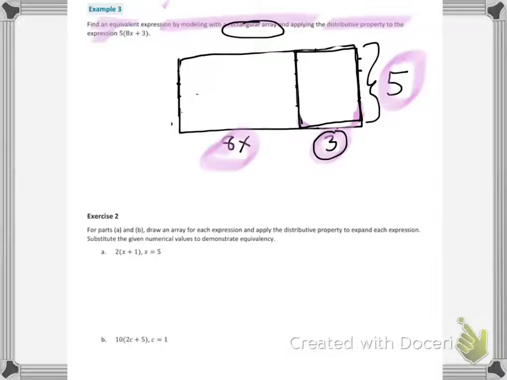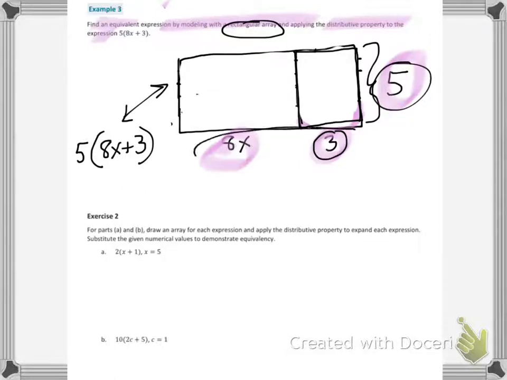So I start off with 5 times 8x plus 3. That is equivalent to that right there. They are two representations of the same thing. 5 times 8x plus 3. The first thing I want to do is my 5 times my 8x, because I'm using the distributive property now.